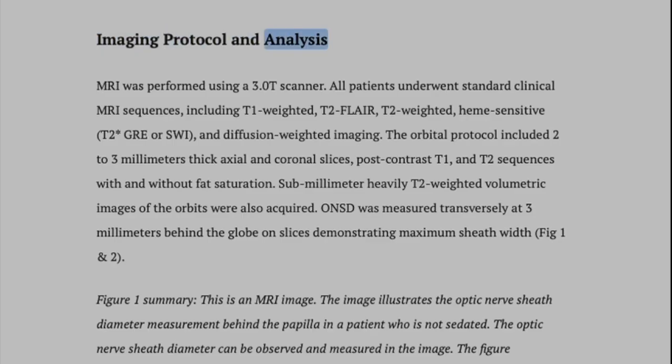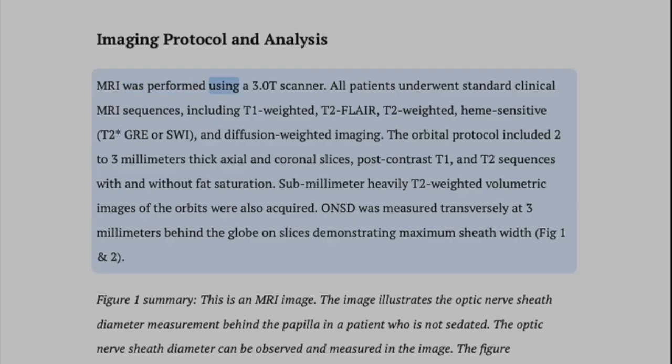Imaging protocol and analysis. MRI was performed using a 3T scanner. All patients underwent standard clinical MRI sequences, including T1 weighted, T2 FLAIR, T2 weighted, heme-sensitive T2 GRE or SWI, and diffusion-weighted imaging. The orbital protocol included 2 to 3 millimeters thick axial and coronal slices, post-contrast T1, and T2 sequences with and without fat saturation. Submillimeter heavily T2 weighted volumetric images of the orbits were also acquired.